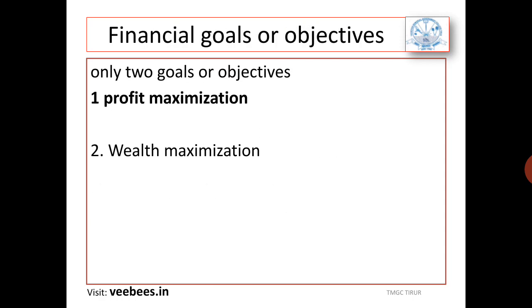Then this is the important area that we are discussing today: financial goals or objectives. A firm has only two goals or objectives to be achieved. They are: first one, profit maximization. First goal is profit maximization. Second one is wealth maximization.